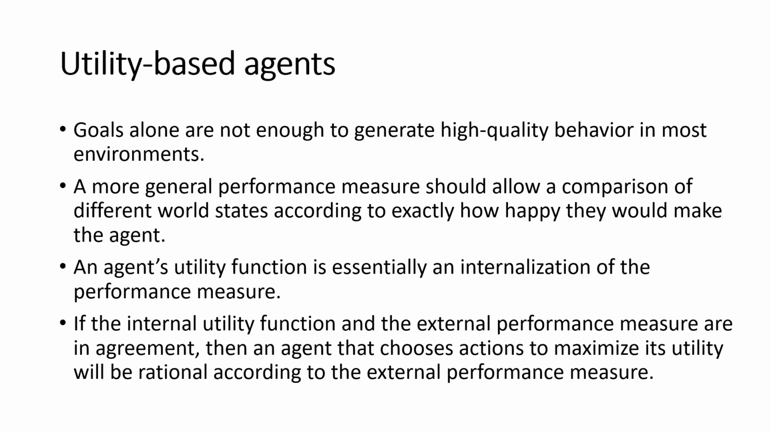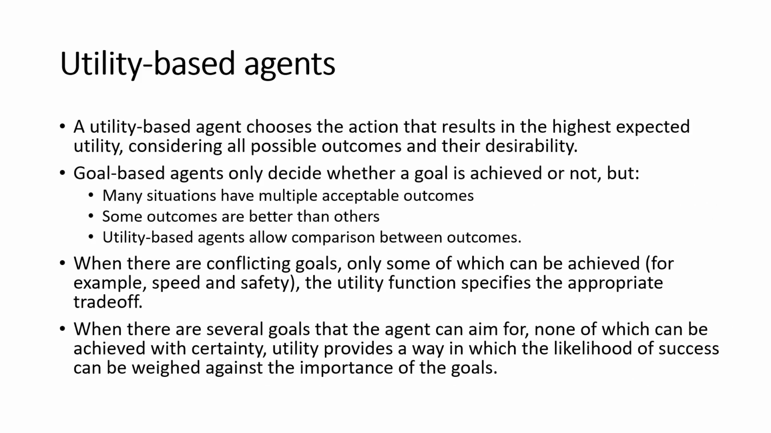So here we have already seen the example. There we have multiple routes. So evaluate the multiple routes, then choose the one with the highest utility, not just the shortest path. A utility-based agent selects the action that maximizes expected utility, considering all possible outcomes and how desirable they are. It is not just reaching the goal, but choosing the best possible outcome.